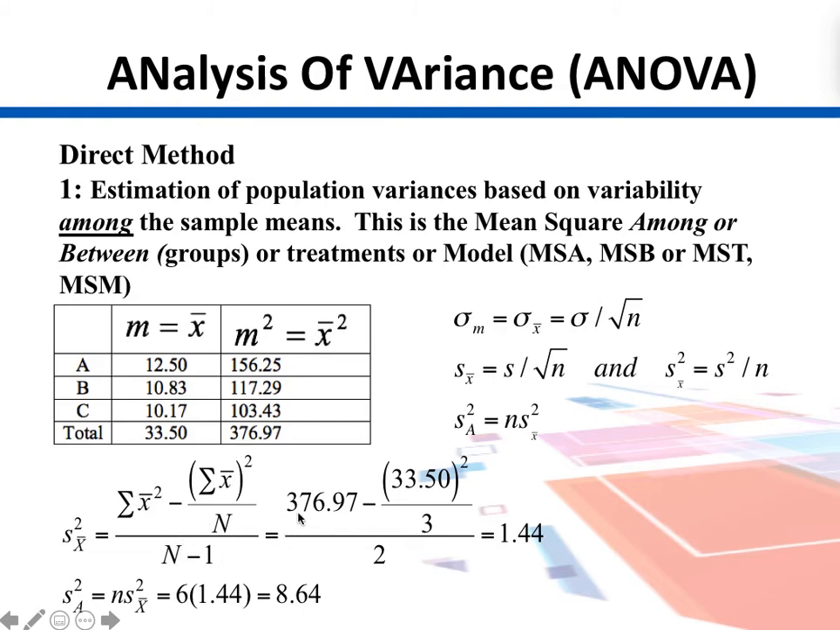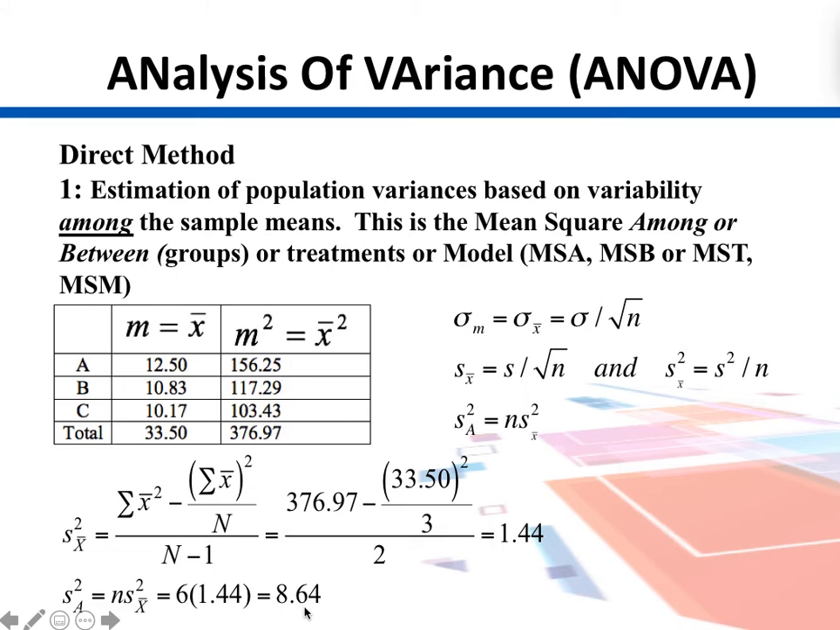So this is the sum of x bar squares, 376.97, it comes here, and this 33.50 comes here, divided by 3, everything divided by 2. So finally what we get here is the variance of x bars, the variance for the distribution of these means. The variance among these treatments is n times s squared of x bar, where n is equal to 6, the number of replicates in each of these treatments. So 6 into 1.44, this is 8.64.